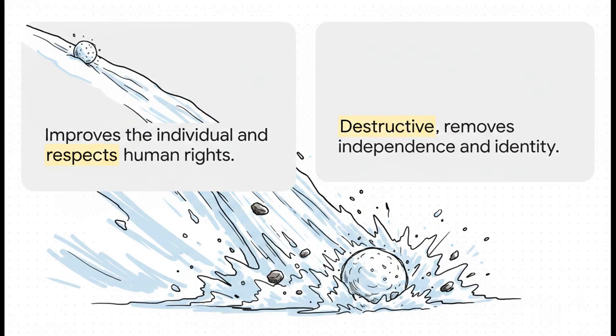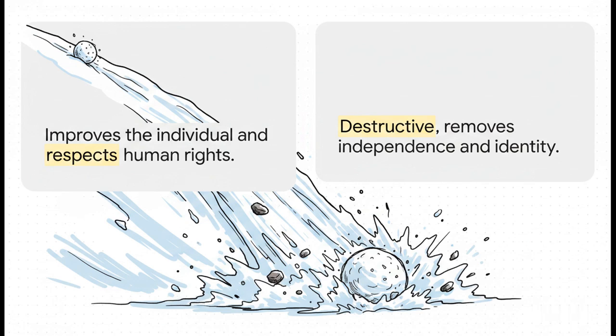So, how do we actually draw the line between good persuasion and bad manipulation? Well, it exists on a continuum. On one end, you've got ethical influence, right? This improves the individual, respects human rights, all that good stuff. But on the dark end, you have destructive manipulation that literally strips away a person's independence and identity.